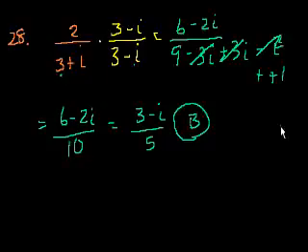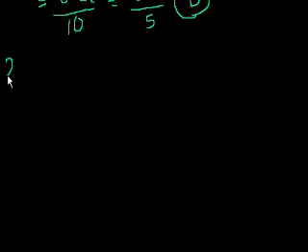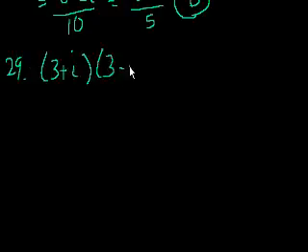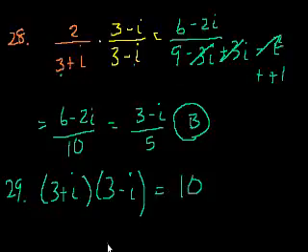Choice B. Problem 29. These go fast. 29. No systems of equations and all that. What is the product of the complex numbers 3 plus i and 3 minus i? They just asked us that. That was in the last problem. When we multiplied 3 plus i times 3 minus i, what did we get? We got 10. We did this whole thing. 3 times 3 is 9. We did the whole thing. So they're just repeating the same question. That equals 10. That's choice B.